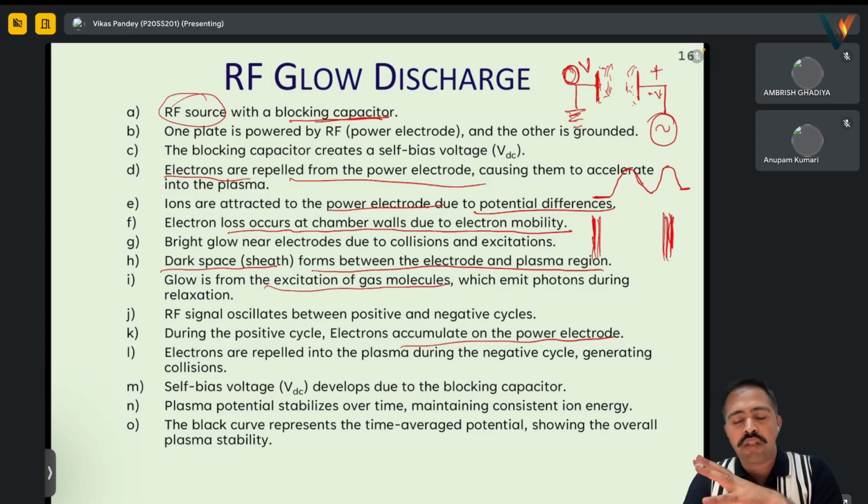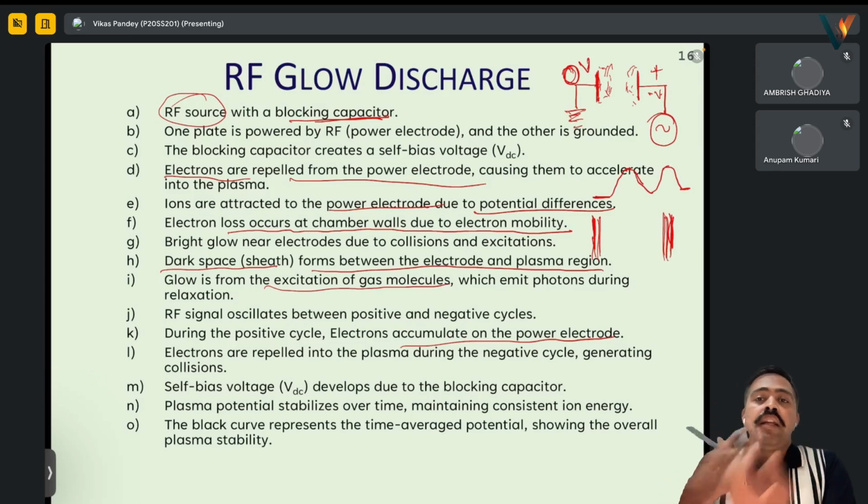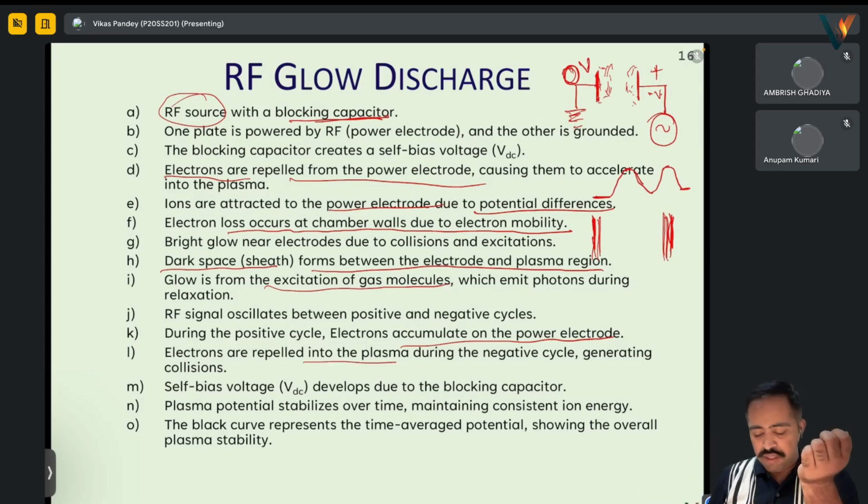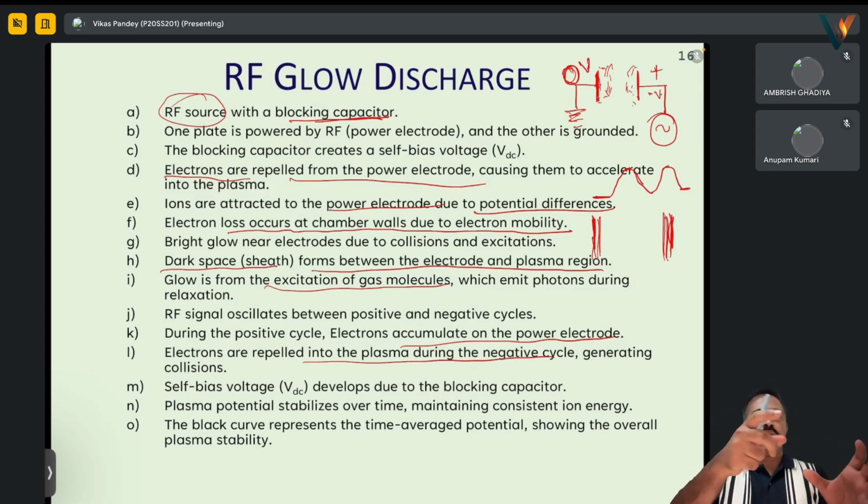Electrons will move towards the power electrode, since it is positive and electrons are negative, they will be rushing towards it. And in the next cycle, the electrons are repelled into the plasma, generating the collision. So it is like sucking out the electrons from the plasma region and then forcing them back in. And as such, in a sense, they accelerate, then they are repelled back to continue the plasma.